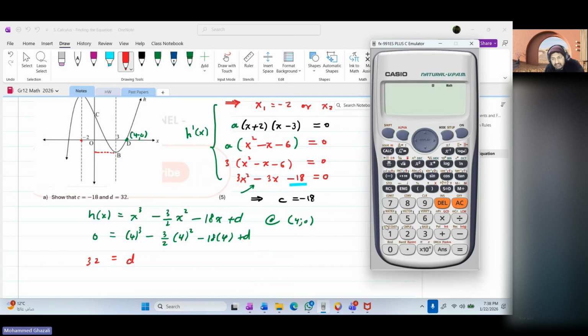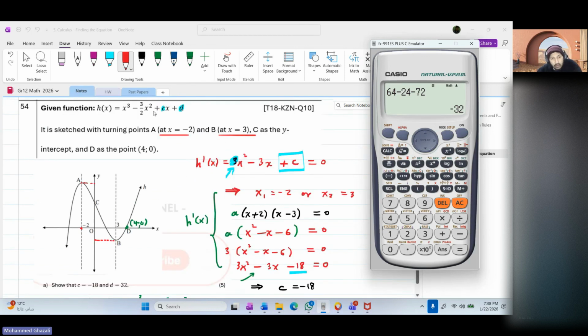Okay, so 4 cubed is 64. 4 squared is 16. 16 over 2 is 8, so minus 24. 18 times 4, that's 72, minus 72. So I'm getting negative 32 on this side. I take that over, you get 32. So we got the value of C of 18, value of D, which is 32. So we showed it, right?